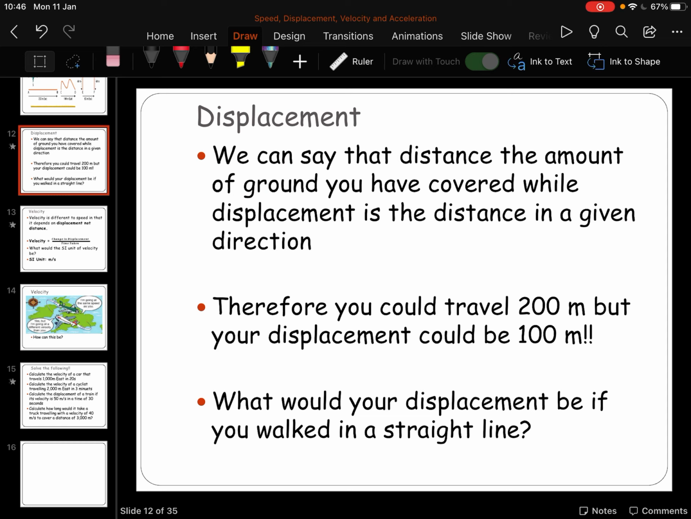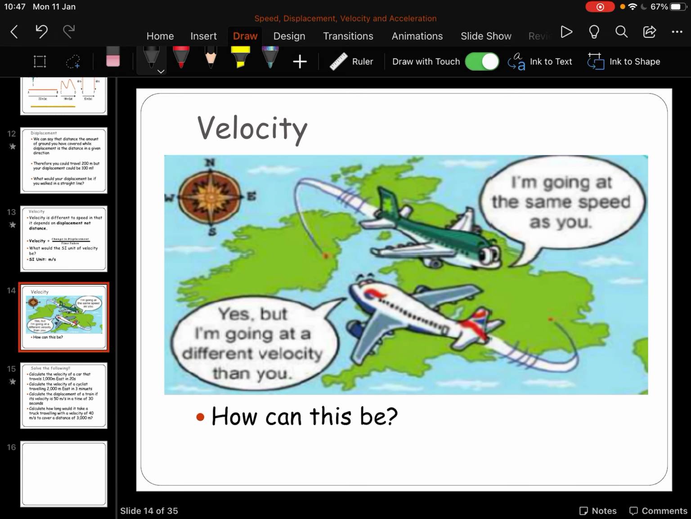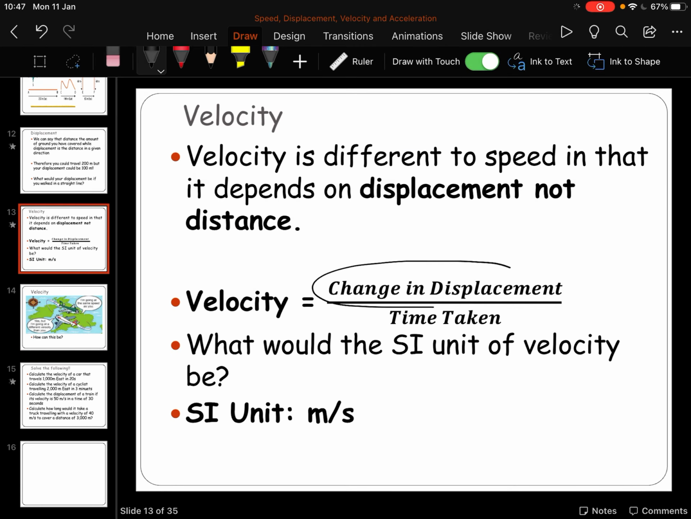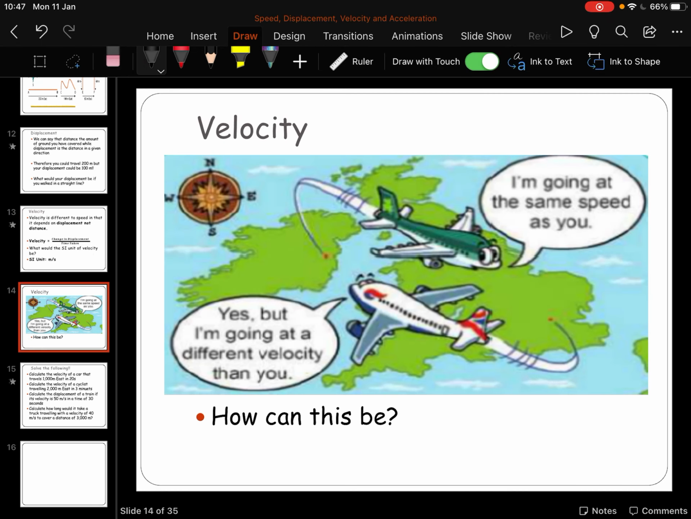Well, it all comes down to their displacement. Displacement is distance in a given direction. Aer Lingus is going Dublin to London. British Airways is going London to Dublin. Therefore, their displacement is different, because velocity is change in displacement divided by time. So because their displacements are different, their velocities are different. That's why speed and velocity are not the same.